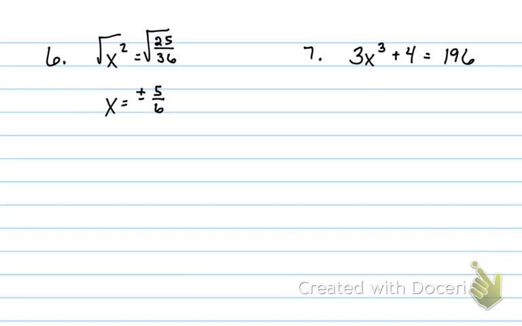When I take the square root, it is also true that negative 5 over 6 times negative 5 over 6 would also equal positive 25 over 36. Anytime I take the square root, the positive and negative version of that answer is true.